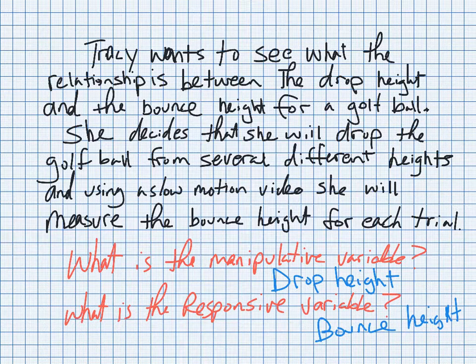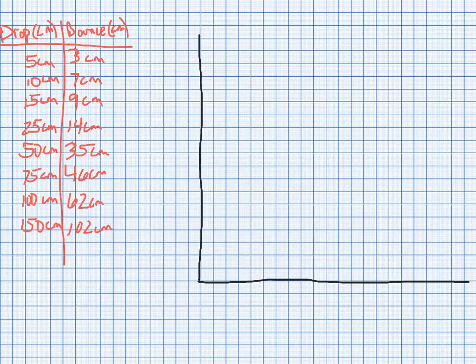So again, she's manipulating the drop height, and the bounce height is what she's going to measure that's going to respond to the change in drop height. Next we'll look at how to set up the graph and the data. So here's the data she has, in the data table she set up here. She has the drop height all listed, measured in centimeters, and the bounce height also in centimeters.